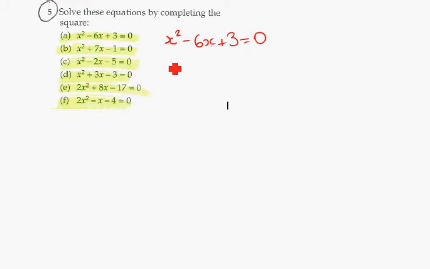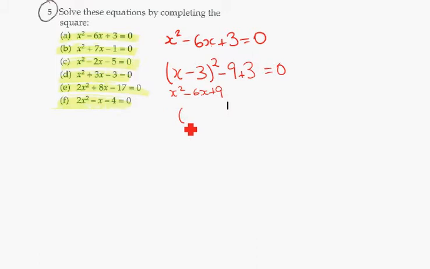Now completing the square on this, it's clearly come from (x minus 3) all squared, because the rule is to halve the coefficient of the x term. And if we just think about expanding this back again, I'll get x squared minus 6x plus 9. Now from that expansion, I don't want the 9. In fact, after the x squared minus 6x, what I actually want is plus 3.